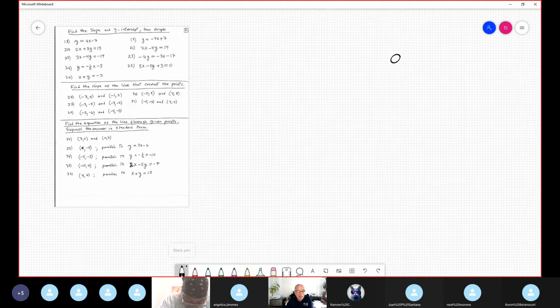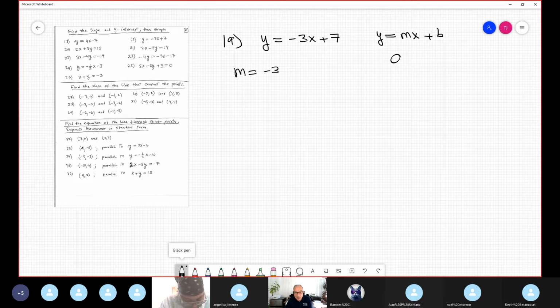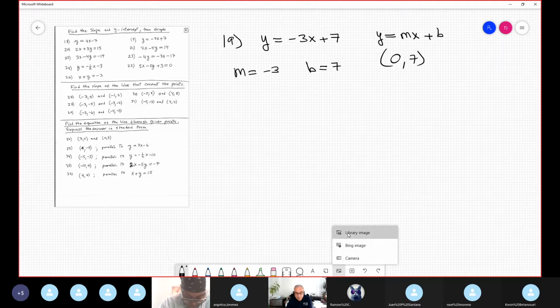Okay, 19 is similar. 19 is y equals -3x plus 7. Immediately I compare with the general slope-intercept equation, and I discover that m, the slope, is -3. And b, the y-intercept value, is positive 7, which is actually the point (0,7). So, almost ready to do the graph.